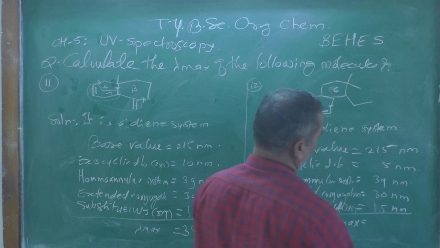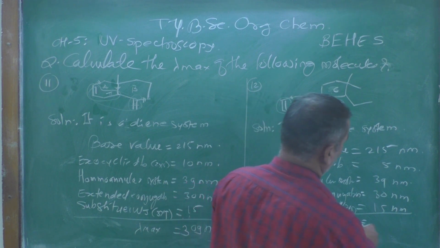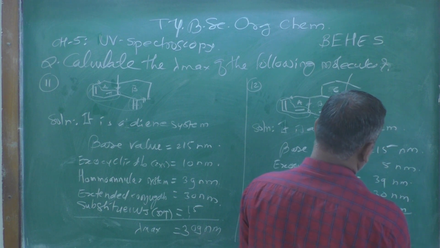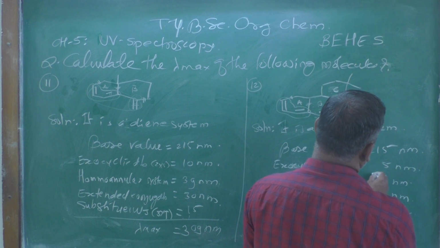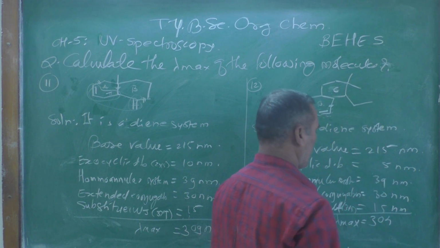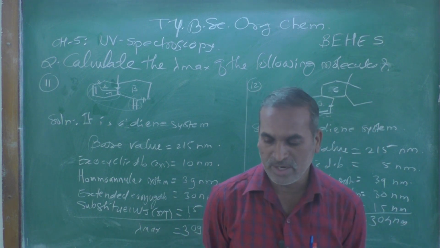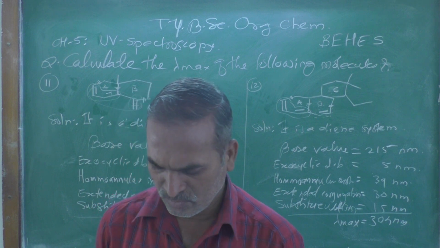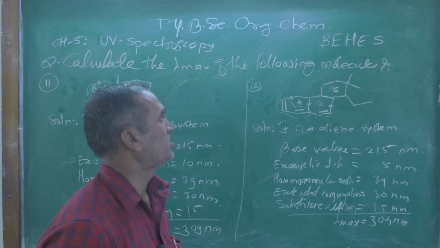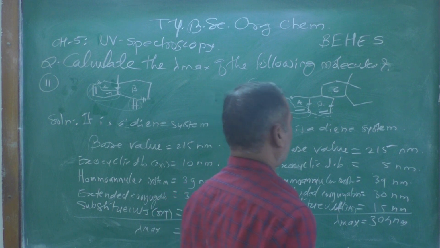And if you add this, 5 is 15, plus 9 is 24. So 4, and now 2 comes here: 2, 3, 4, 5, 6, 7, 8, 9, 10, and 0 and 1 is there. So it comes around 304 nanometer. If you write this, you will get full marks. So this is the correct answer for this molecule, which shows 304 nanometer.